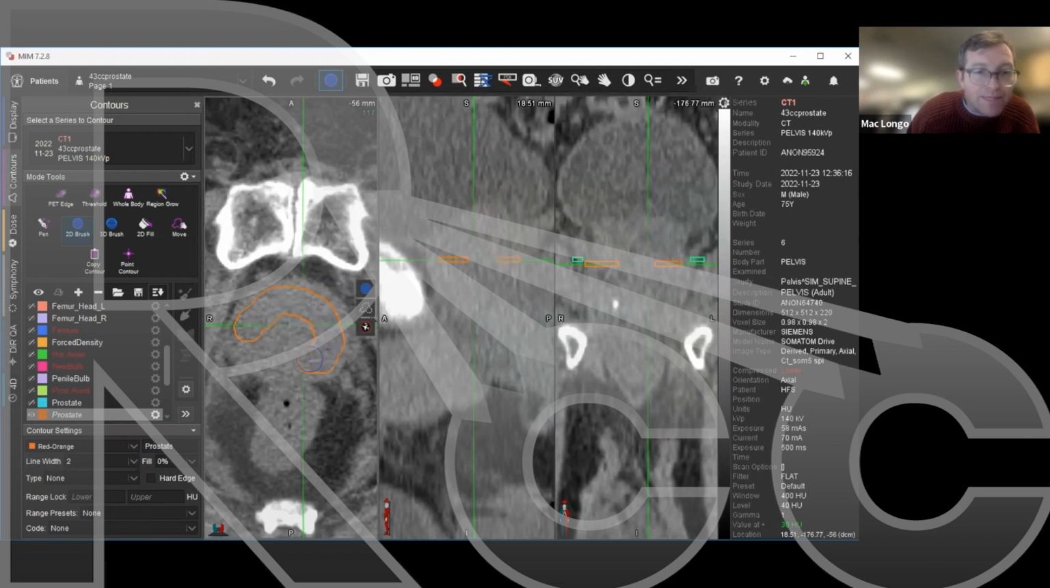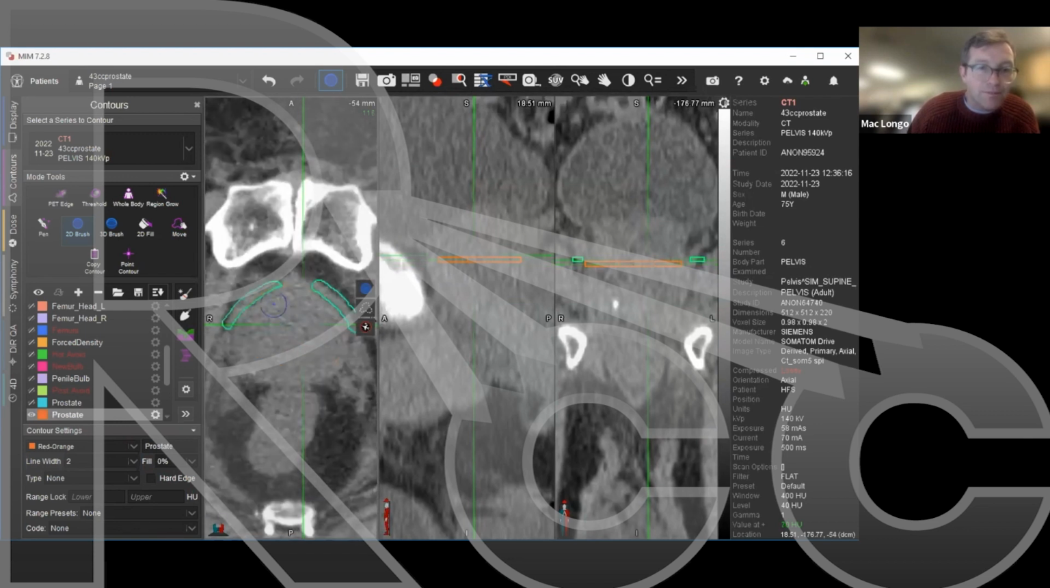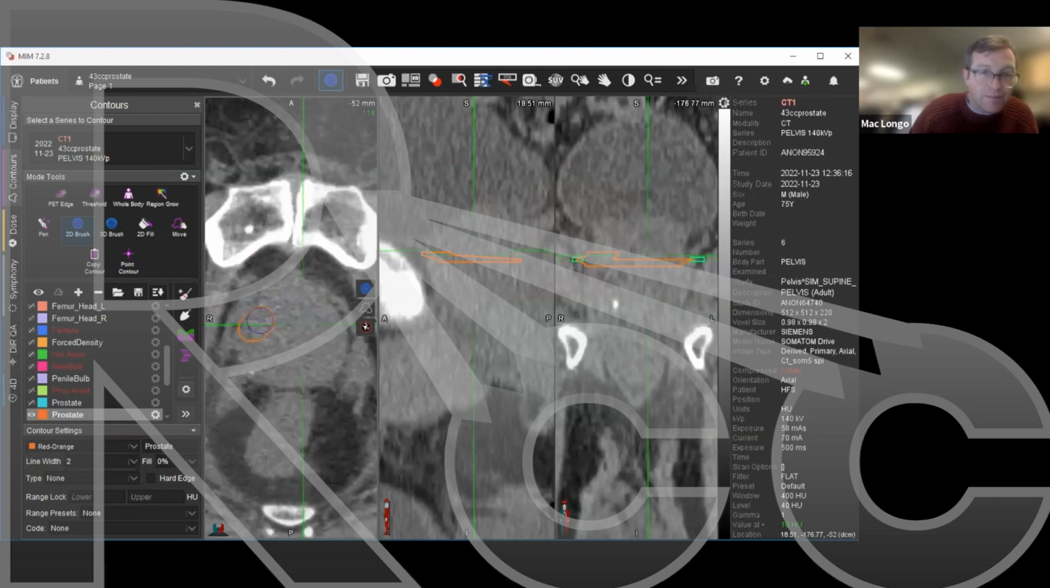And some people might say, well, if you're not sure if this is prostate or if it's anterior fascia, why don't you just include it? Well, the more we include anteriorly, that means more dose to the pubic bone and, importantly, more dose to the bladder. So we want to be as accurate as we can be with contouring this area of the prostate.